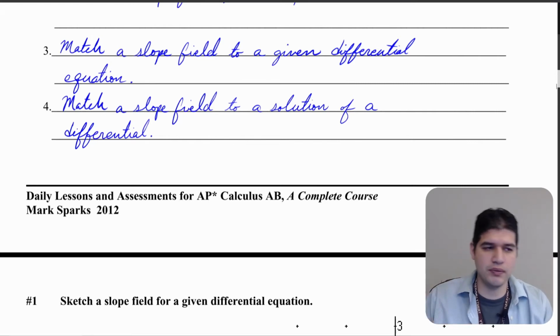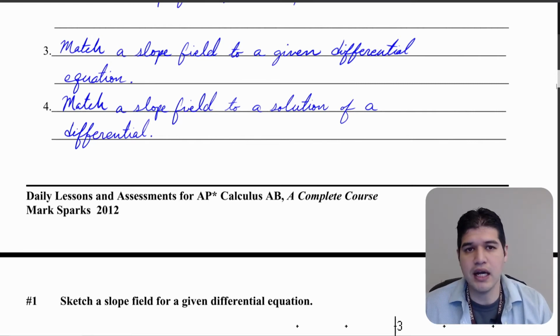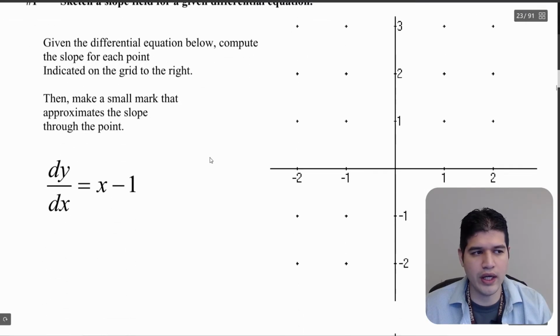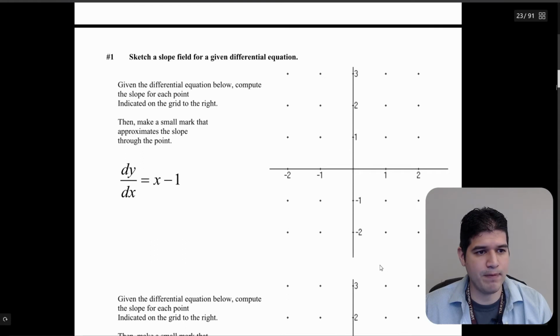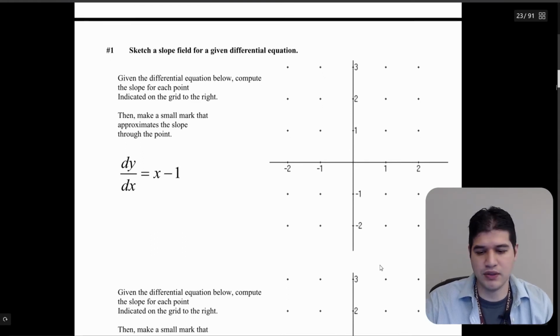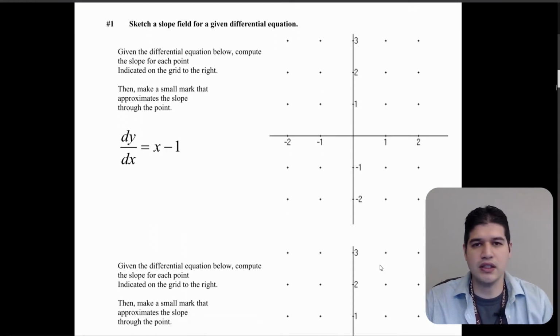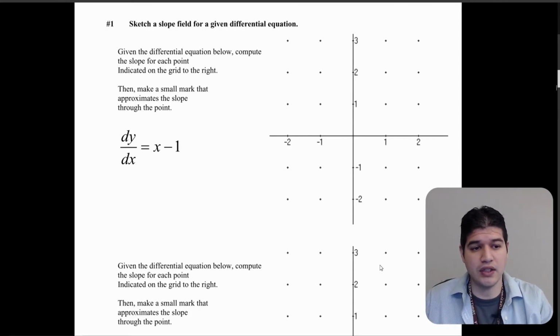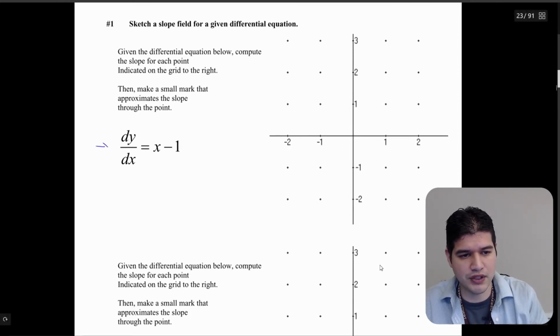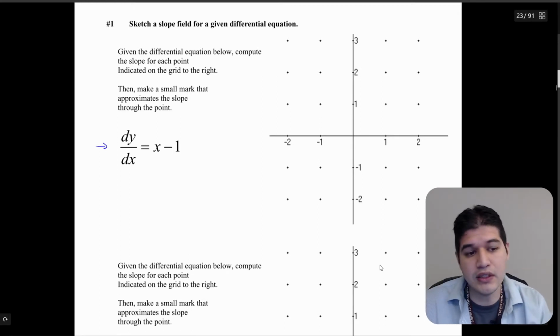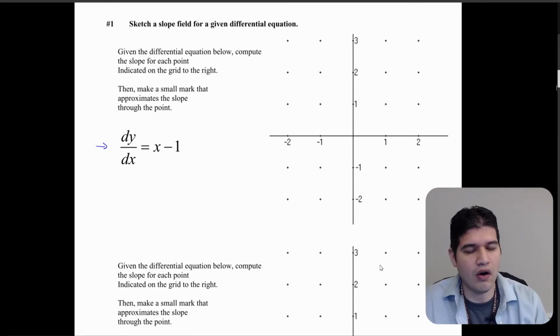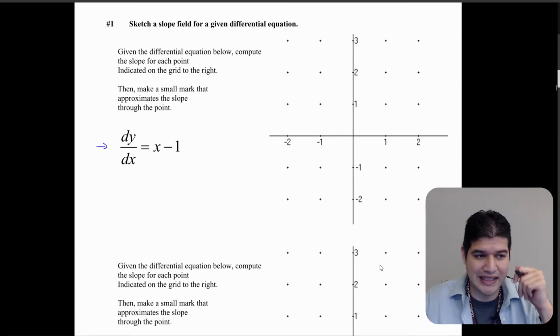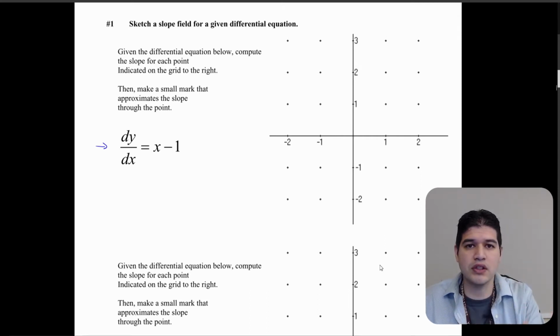All right, so we've been talking about slope fields this entire time. Now let's actually learn what they are supposed to look like. A slope field here, and this is what you're going to have to do on the AP exam, is going to look like basically a graph, and there's going to be a bunch of little dots on here. This is our differential. We have dy dx equals x minus 1.